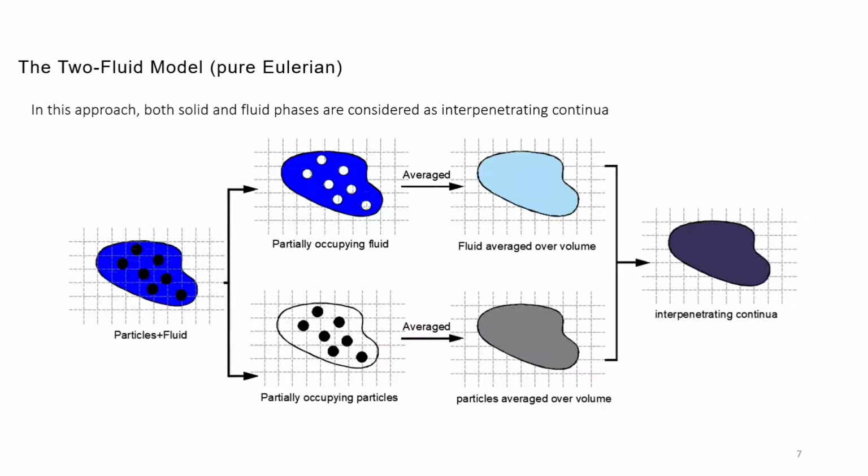And these two phases overlap and interact together according to the governing equations to create this interpenetrating continua that contains the information of the micromechanics of the system, but yet it has a continuum representation.